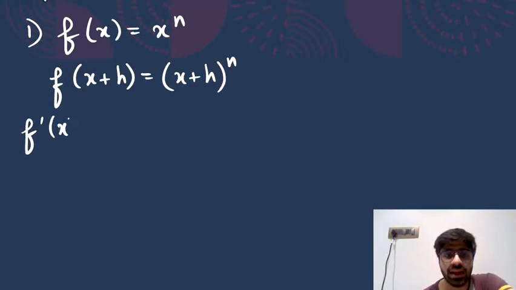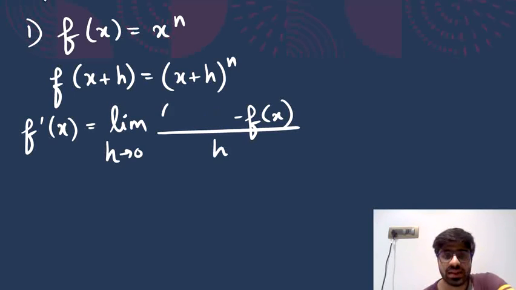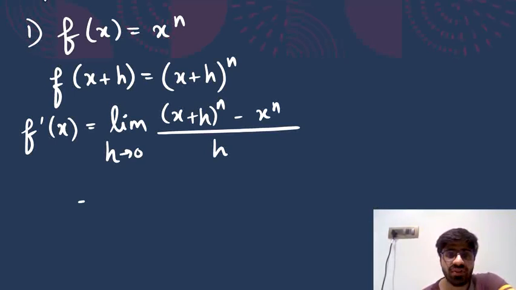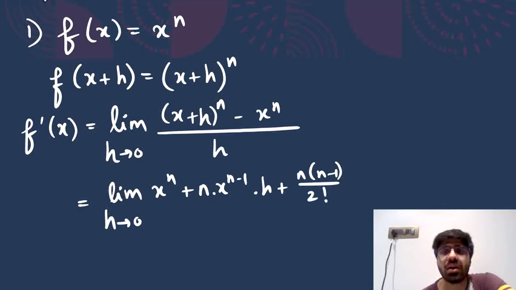Now f dash x, that is the derivative, is defined as limit of h tends to 0, f of x plus h minus f of x divided by h. F of x plus h in this case is x plus h the whole power n minus f of x. F of x was x power n. We can simplify this by expanding that x plus h the whole power n in the numerator by using the binomial theorem. If we do that, we have x power n plus n times x power n minus 1 into h power 1 plus n into n minus 1 upon 2 factorial into x power n minus 2 into h power 2, plus that keeps on continuing up till you reach h power n.